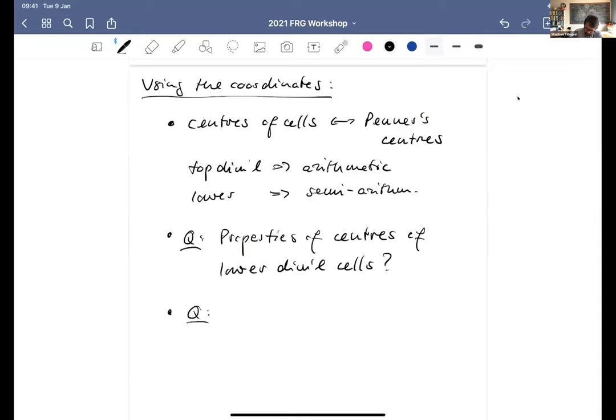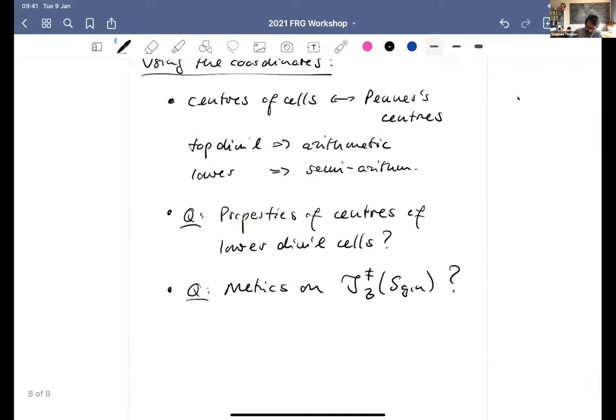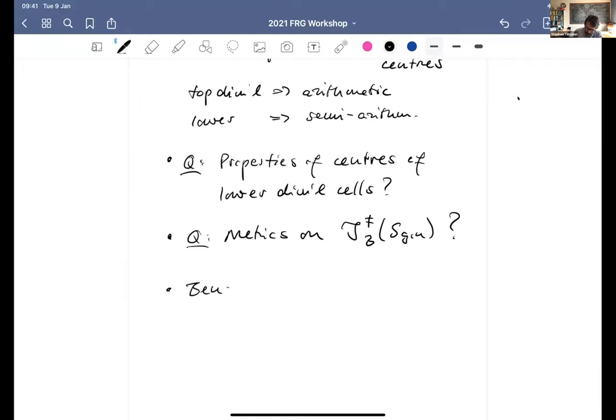Another question: metrics on the space. Then there are constructions by Benoit Hulin, generalizing what Labourie and Loftin did for closed surfaces, where they say that a real projective structure is the same as a hyperbolic structure plus a cubic holomorphic differential.